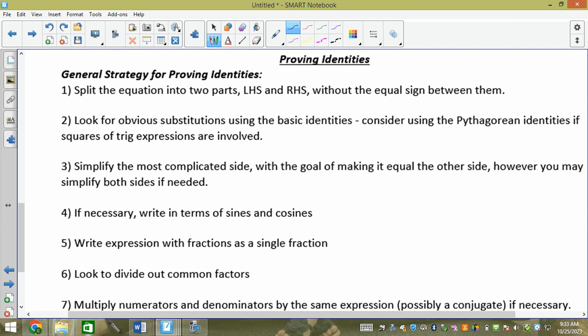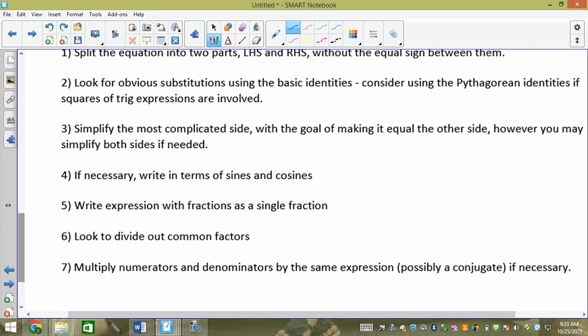Simplify the most complicated side with the goal of making it equal to the other side. However, you may need to simplify both sides to get them to match. If necessary, write in terms of sines and cosines. So if I have secant, I can write it as 1 over cos, right? Write expressions as a single fraction. So we need to get fraction over fraction so we can flip. Full fraction over full fraction, like we were just talking about in verification. Look to divide out common factors, like crossing off 2s, as we did in the verification. And then multiply the numerators and denominators by the same expression, possibly a conjugate if necessary.